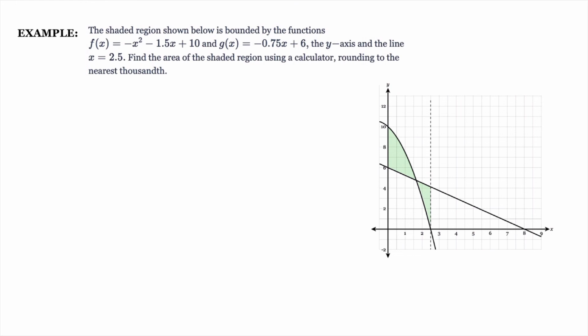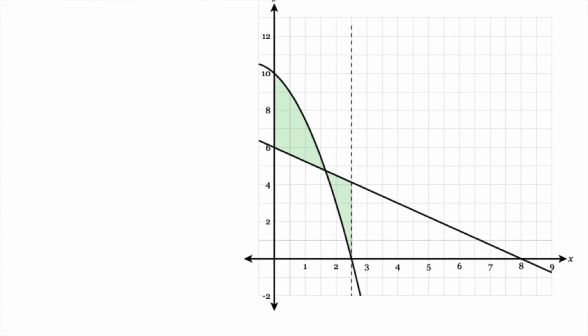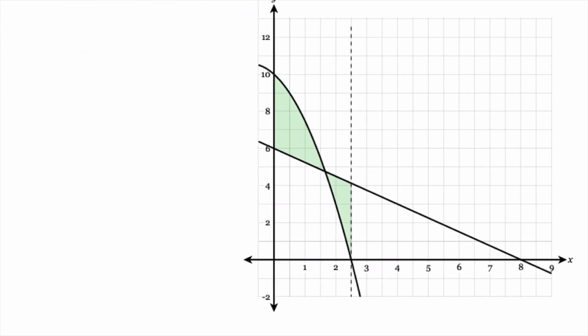This is a calculator question, so we can use calculators. They give us a picture. They give us f of x. They give us g of x. What are the bounds going to be? Which one's top function? Which one's bottom function? What are the bounds going to be?